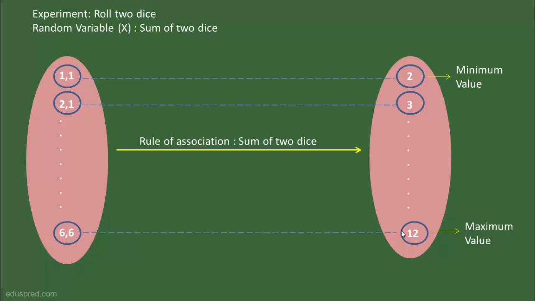I hope these two examples have given you at least some idea about random variables. You will get much more comfortable with the concept of random variables as we proceed further. In our next lecture, we will discuss the types of random variables.